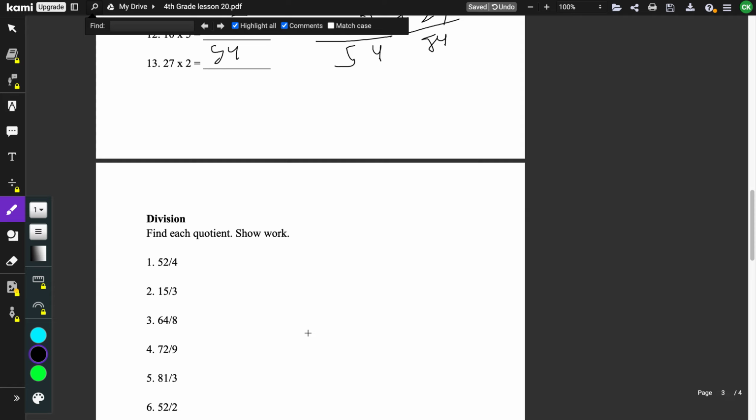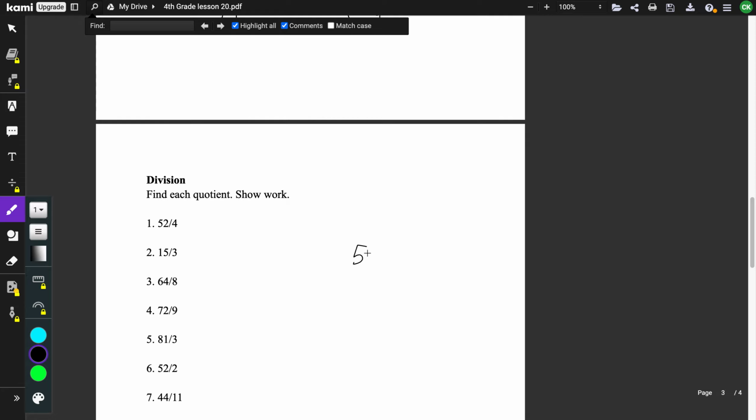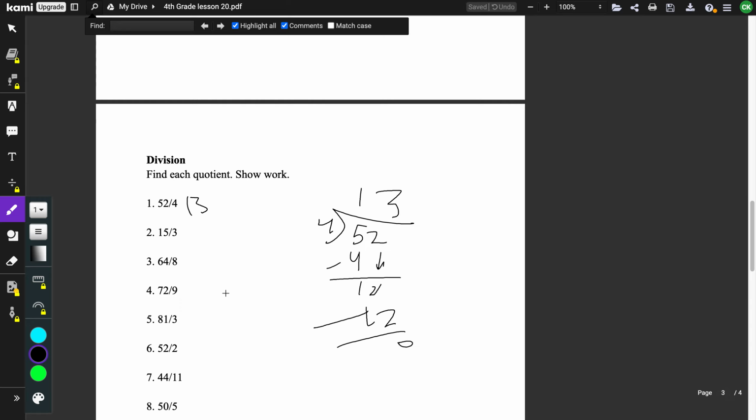Moving on, we're going to do finding each quotient, and we've got to show work. So number 1, 152 divided by 4. We're going to do it like this. How many times is 4 going into 5? 1 time. And then subtract it, 12, bring down the 2. How many times is 4 going into 12? 3 times. So boom, the answer is going to be 13 for number 1.